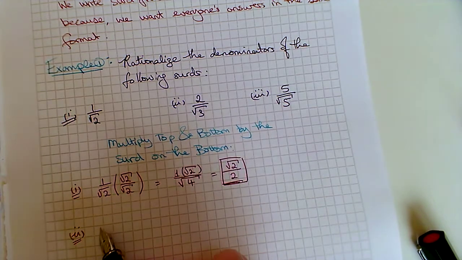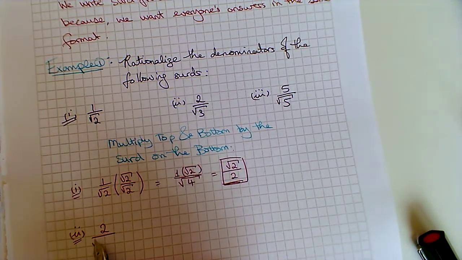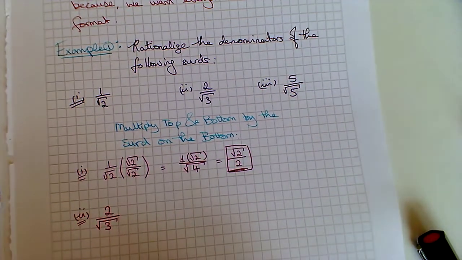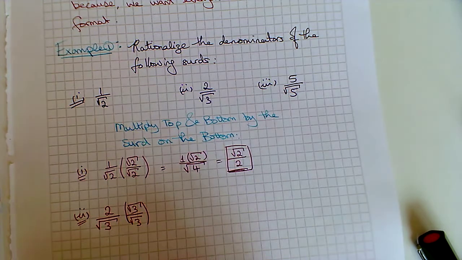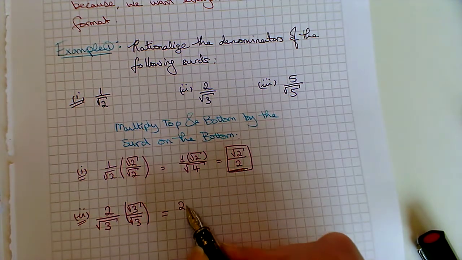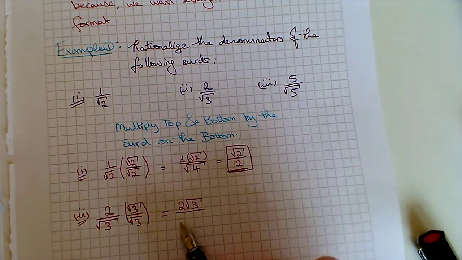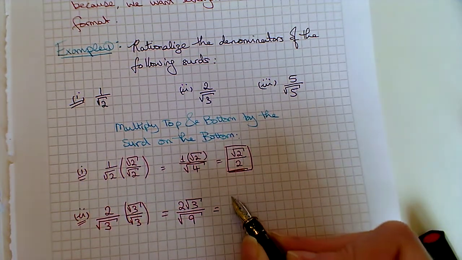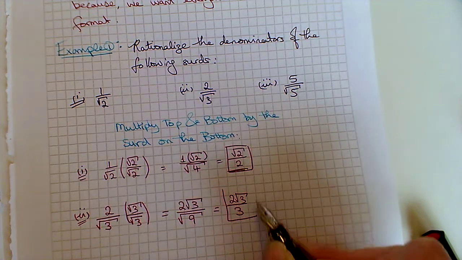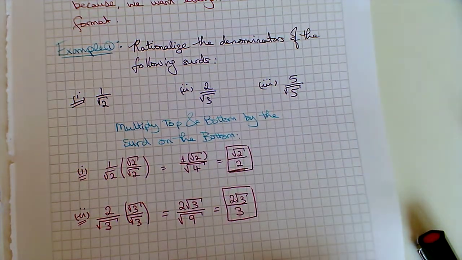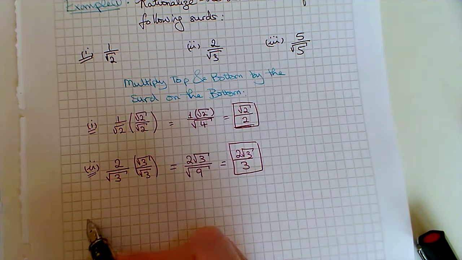Part 2 then, we want to rationalize the denominator of 2 over the square root of 3. So we're going to multiply the top by the square root of 3, and we're going to multiply the bottom by the square root of 3. So I've got 2 times the square root of 3 on top, and root 3 by root 3, which is root 9, on the bottom. So that's 2 root 3 over 3. And that's it.